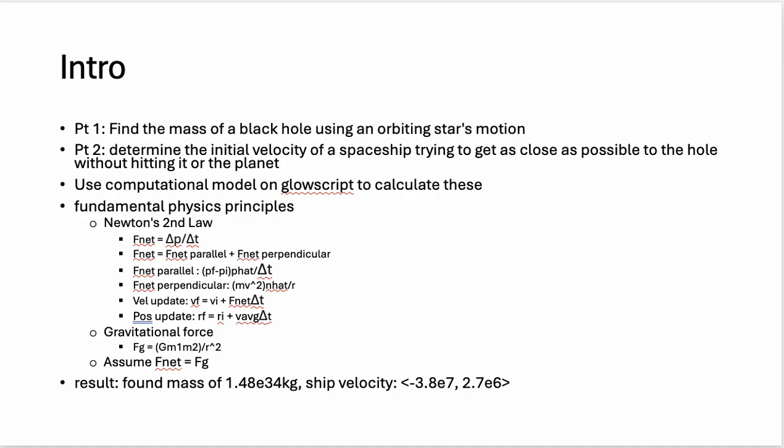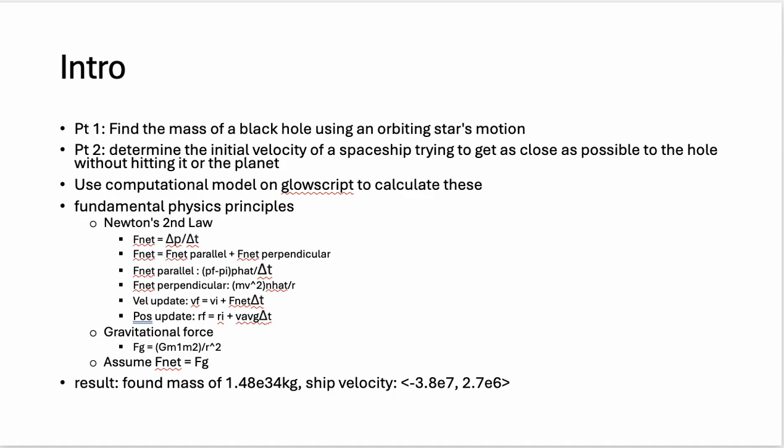The fundamental physics principles that I used were various equations within Newton's second law, such as the F-net parallel and perpendicular equations in addition to the change in momentum equations. I also used the velocity and position update formulas and the equation for gravitational force. I also assumed that F-net is equal to Fg, which is basically saying that the only force on the planet is the black hole. And then I put all of these equations into GlowScript so that it could calculate different values during different time iterations.